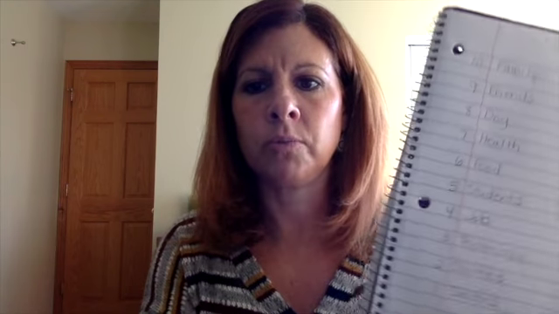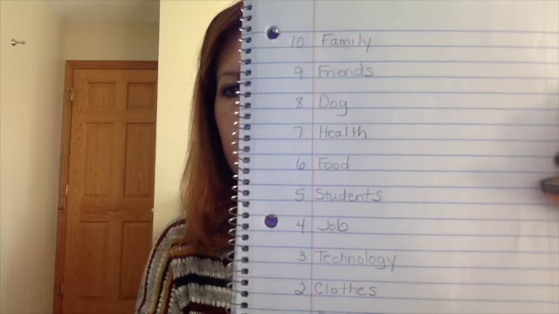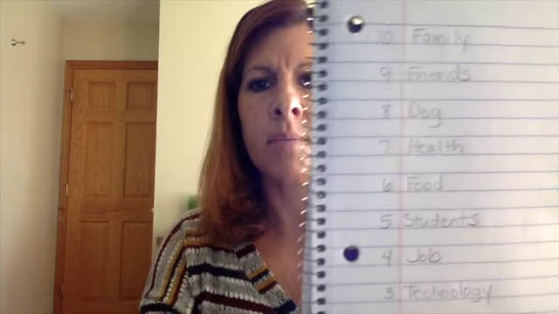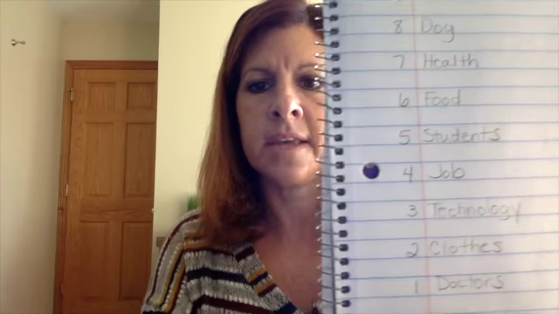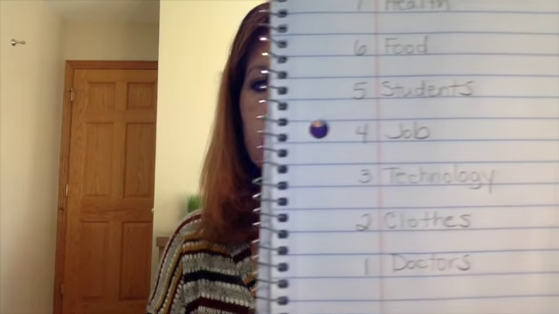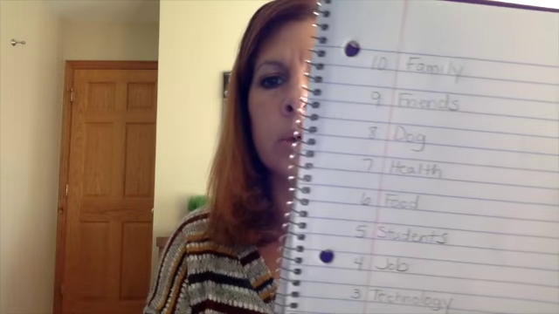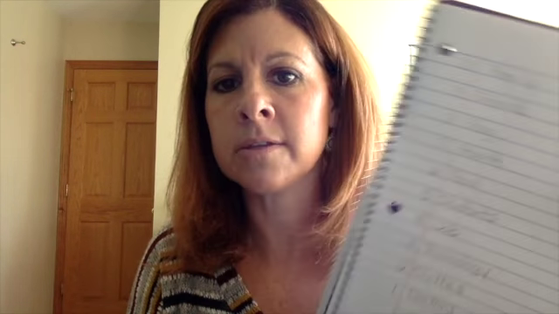I just got my notebook paper here and I numbered them 10, 9, 8, 7, 6, 5, 4, 3, 2, 1. When you make your word cloud, the one that is number 10, you're going to type that 10 times, so that is going to show up biggest in your word cloud. The lower it is on your list, the smaller it's going to show up. The one I put for number 10 is the one that is most important to me. It's the one that I want to show up biggest on my word cloud.